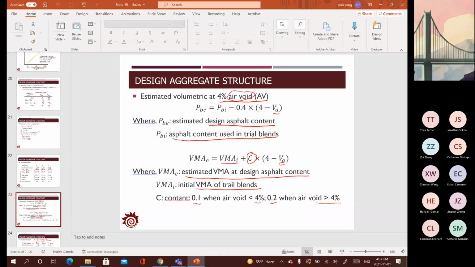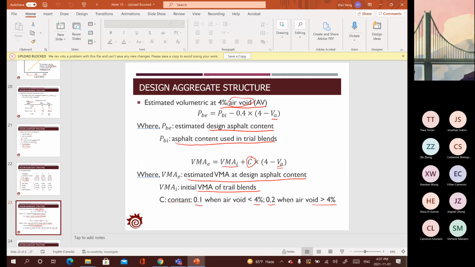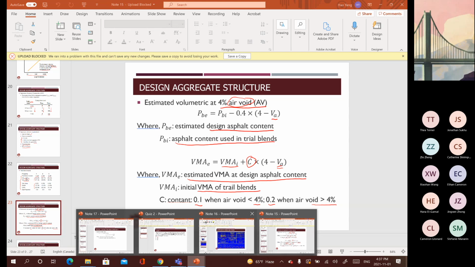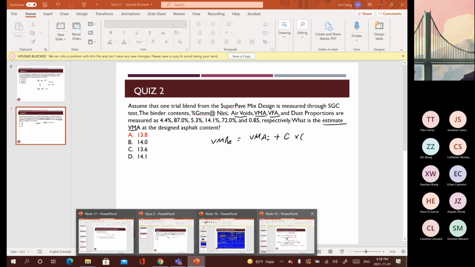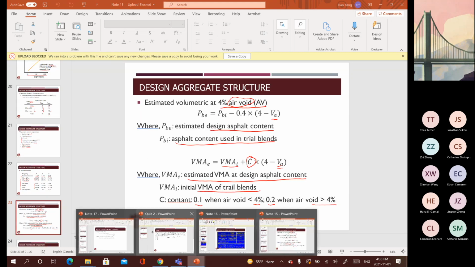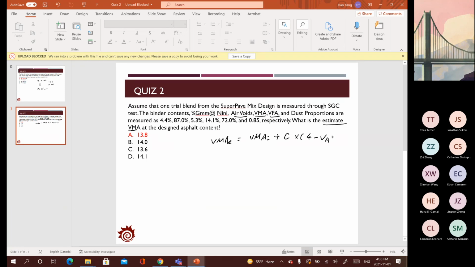So we have an equation to calculate the estimated VMA based on the air void and the value you observed from the SGC test. So VMA_E is VMA_I plus C times (4 minus VA). In this case, we want to find the estimated VMA, which will equal the initial VMA plus C times, I guess, 4 minus VA.